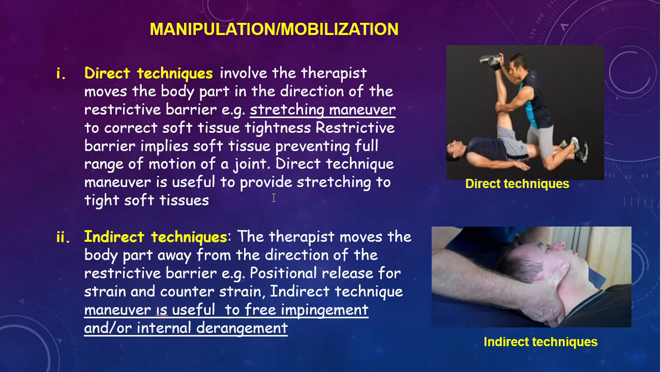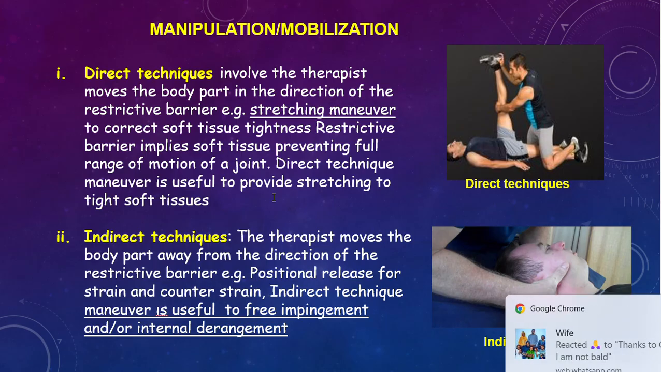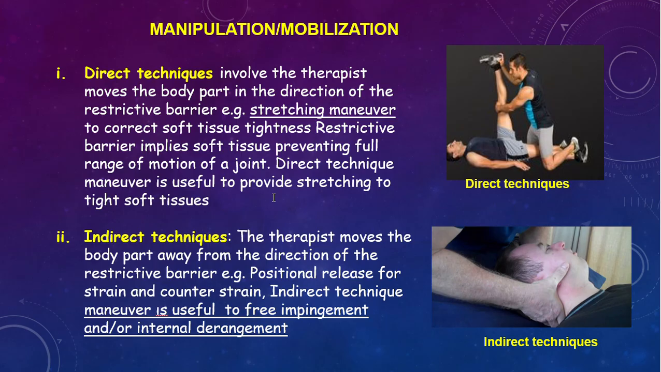Then we have indirect technique. When do we say the technique is indirect? If you look at the lower diagram there, it is possible that that man there has developed a neck problem and is finding it difficult to turn his neck to the right. So the therapist decides to treat him by turning his neck to the left, away from restrictive barrier. That is what we call indirect technique.